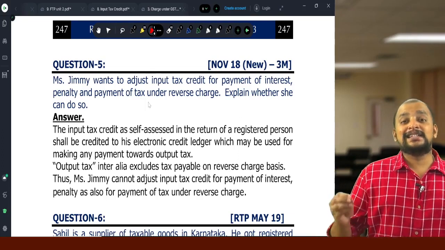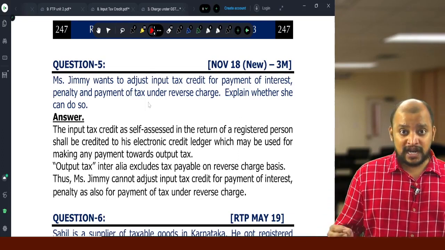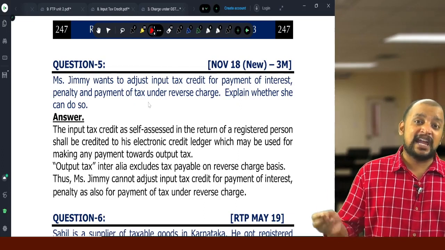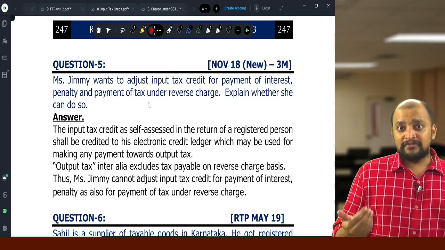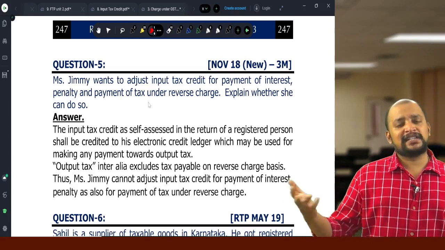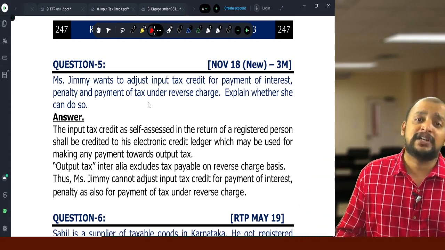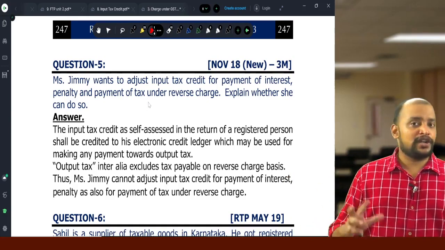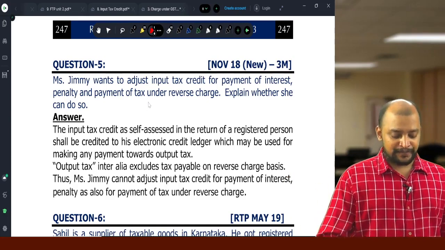The balance in electronic credit ledger can be used only for payment of tax. That too, tax under forward charge. For payment of interest, penalty, fee and others, we cannot use the balance in credit ledger. Also, for payment of GST under RCM, we cannot use the credit ledger balance.